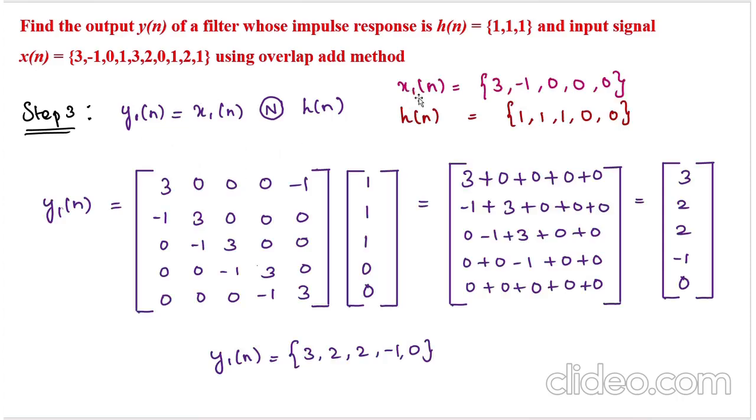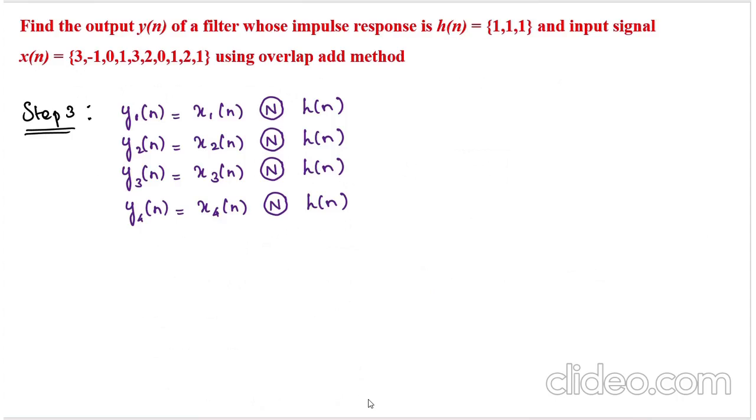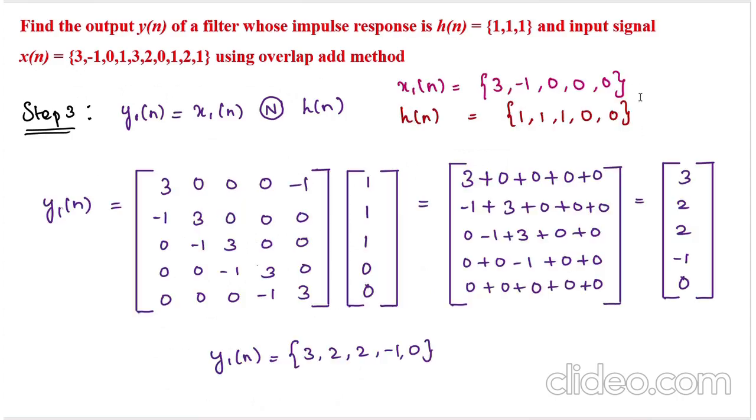So first we know the x of n value is 3 minus 1 0 0 0. That is, I have taken it from here, 3 minus 1 0 0 0, and the h of n value is 1 comma 1 comma 1 comma 0 0. So these are the values I have taken here. Now I am going to do circular convolution, for which you will be forming a matrix where you will be entering the values like this.